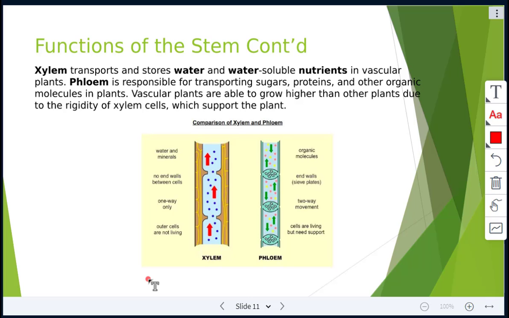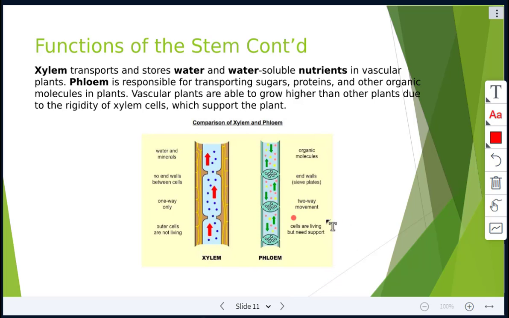So vascular plants, that's why they're able to grow higher than other plants, is because they have xylem and phloem. So vascular plants are able to grow higher than other plants due to the rigidity of the xylem cells, which support the plant. So this outer part of xylem, they're not living, and they provide that rigidity to help support the plant.